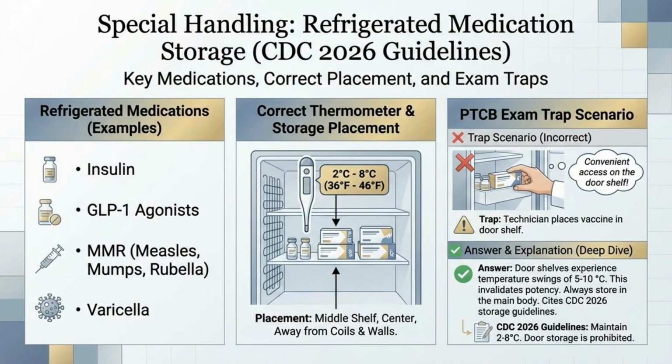Examples of refrigerated medications include insulin, GLP-1 agonists, and certain vaccines. According to CDC 2026 guidelines, all refrigerated medications must be stored on the middle shelf, centered and away from coils and walls. Never store them in the door, as temperature swings invalidate potency.